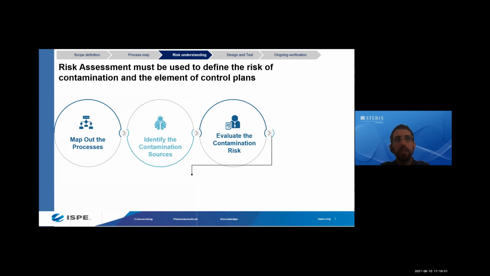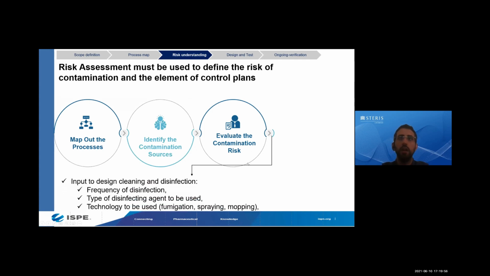So again, to summarize, really map your process, identify the source, evaluate the contamination risk, and perform your risk assessment. This will be a great input to define the frequency of disinfection, the type of disinfectant to be used, and especially the technology to be used. So really leverage the EM risk assessment to help you define the adequate frequency, the technology, and the type of disinfecting agent. Of course, this is applicable for a new facility.